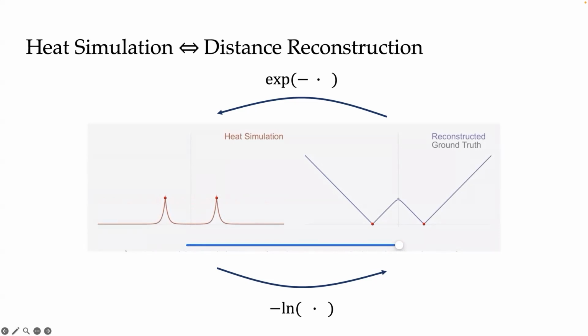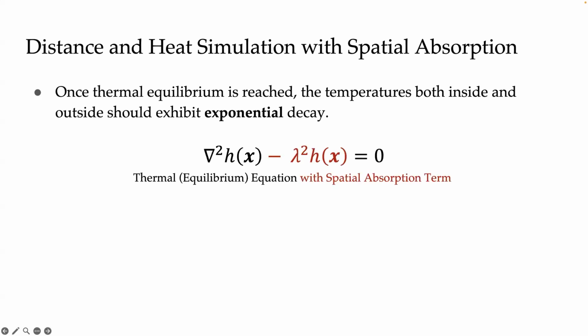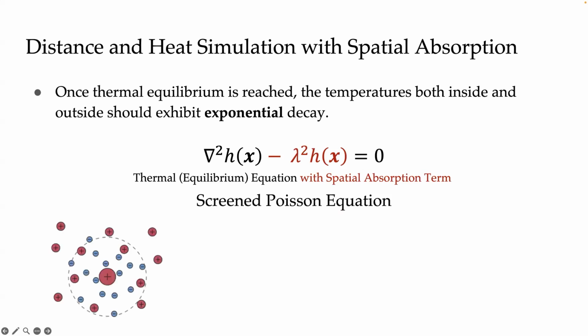So there seems to be an interesting connection here. In this slide, I will show you what equation controls the heat diffusion. This is called the screened Poisson equation. It describes thermal equilibrium with a spatial absorption term. This equation can also describe many physical phenomena, like plasma.